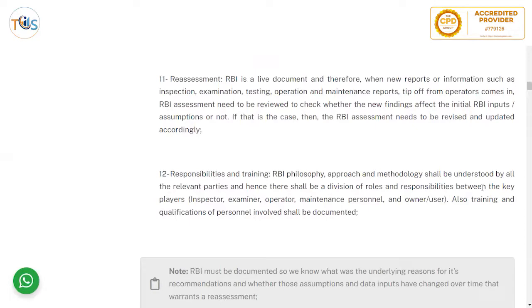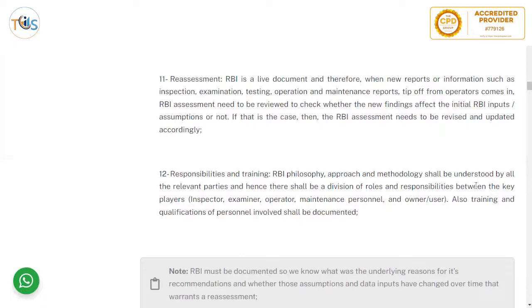Anyway, RBI requires you to do a reassessment every 10 years if the next inspection interval is beyond 10 years. Or any inspection report finding coming in between, any external observation, you need to assess it. Or there is a change of process, or your initial assumption changed, so you have to reassess to see how that affects your RBI assessment.